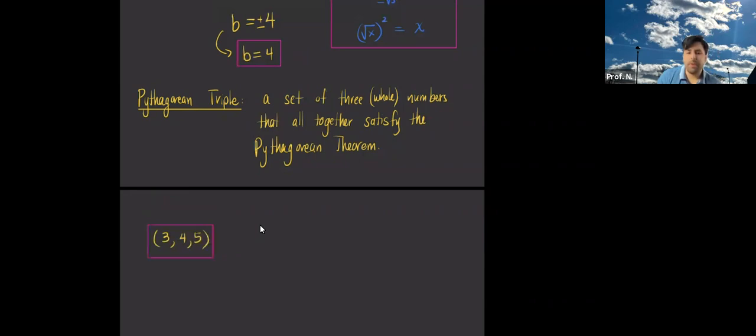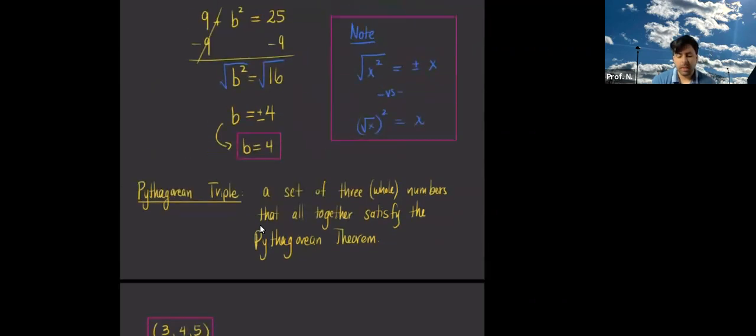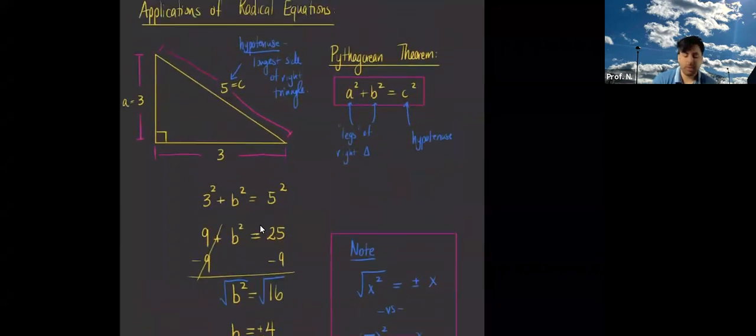Now, are there more? And of course, the answer is yes. How can we generate more of them or find them? Well, one thing is once you have one triple, then you have an infinite number. So from here, 3, 4, 5: 3 squared plus 4 squared gives me 5 squared.